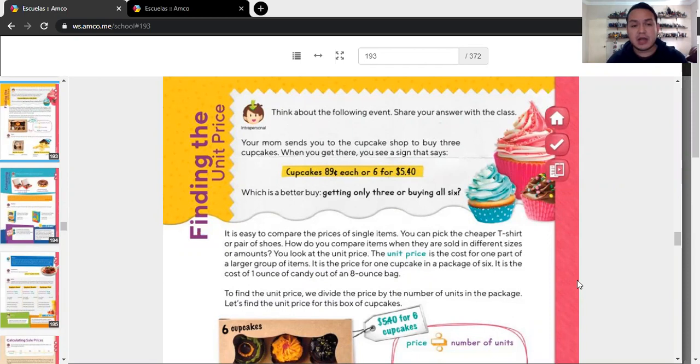Okay, and we have finding the unit price. All right, we have a little situation that they're giving us here. And it says, share your answers with the class. Well, unless we go into the chat that we have in Algebraics, then we can share the answers there. Other than that, just comment on it maybe with mom and dad, okay? And it says, your mom sends you to the cupcake shop.